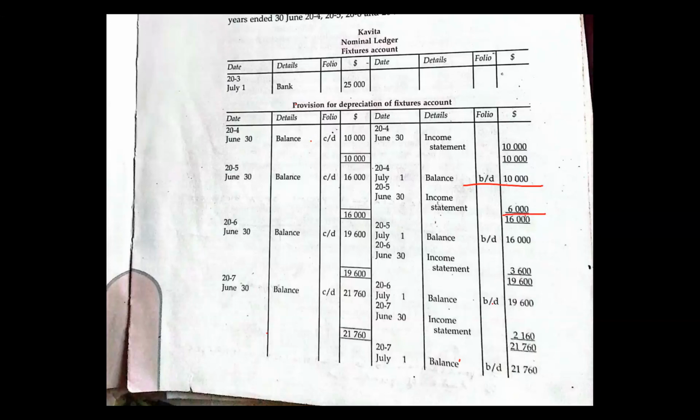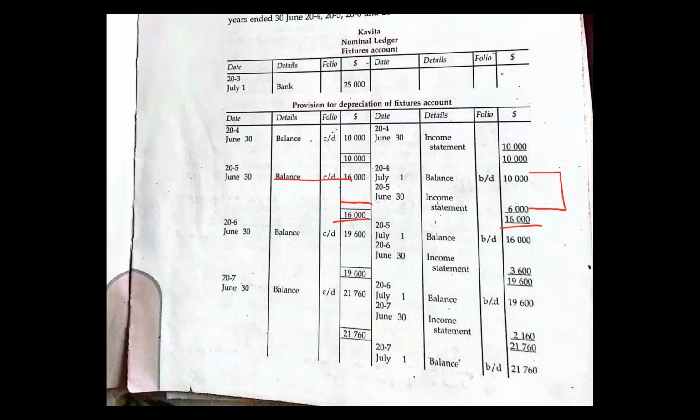Then you balance off the account again by adding both sides. Here we have 10,000 plus 6,000, which is 16,000. You record the 16,000 on both sides. You have the balance carried down here. You bring it down, and the date that you write when you bring it down will be the first day of the new year. Remember, this is the financial year that you're dealing with.